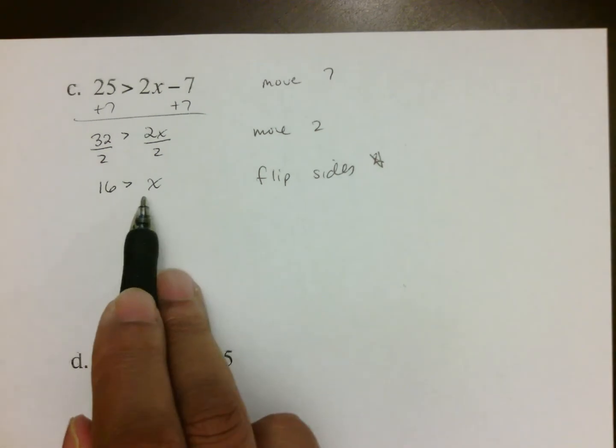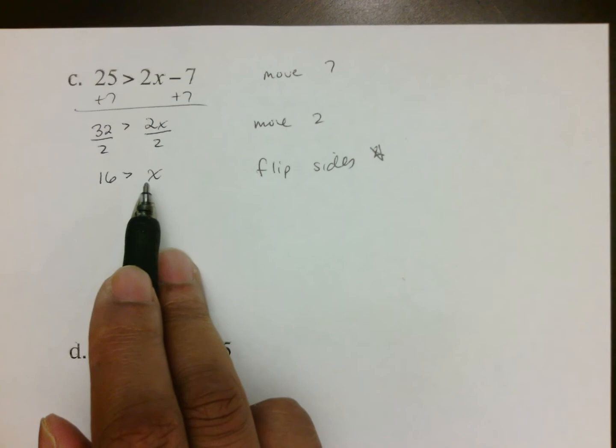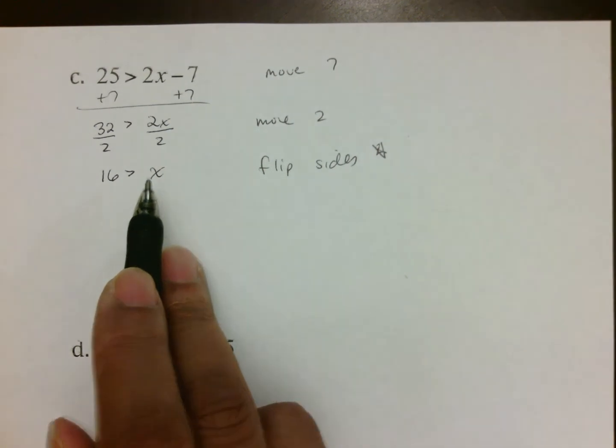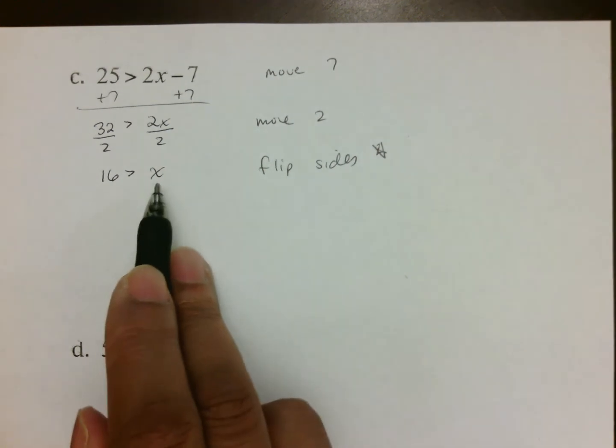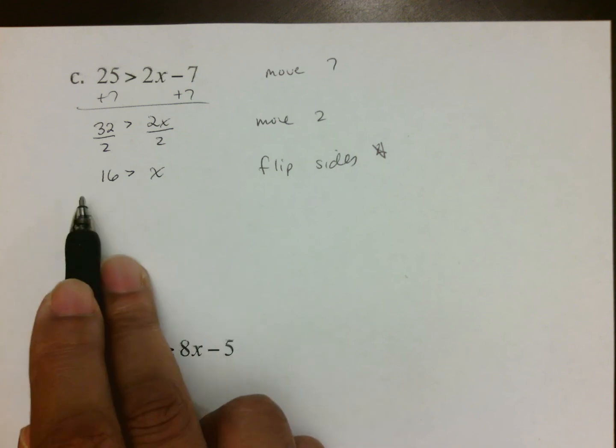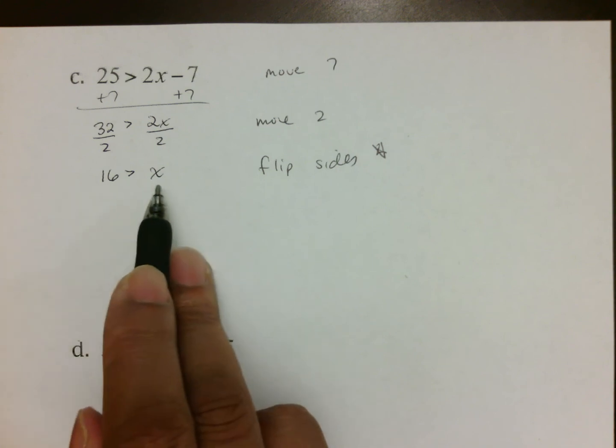And again, in grading some of the tests that I gave to my class Friday, a lot of you got the right answer, but you left the variable over here. Again, the variable needs to be on the left side. Make sure you have that note in your brain now.